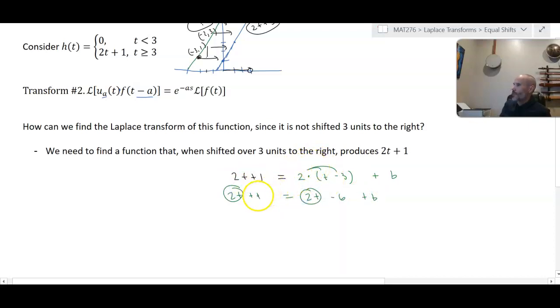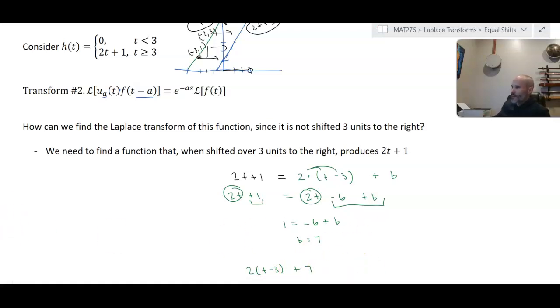We know that they have the same slope already. And then the constant here has to equal the constant over here. So I have to figure out what b should be so that 1 is equal to negative 6 added to b. And that gives me b equals 7. So my function is going to be 2 times quantity t minus 3 plus 7, is exactly what I want.